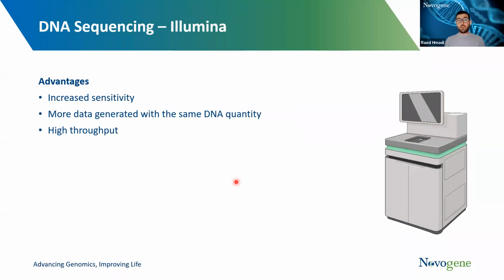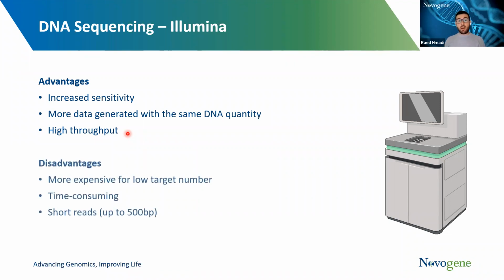Sequencing using Illumina has a lot of advantages, including increased sensitivity, more data that can be generated with the same DNA amount, and more importantly, high throughput. High throughput, and that is because the sequencing machine is able to provide us with millions of sequencing reactions in parallel. However, sequencing with Illumina is considered to be expensive for low target number. It can be time-consuming, and one of the major limitations is the short reads, where we can sequence only up to 500 base pairs.